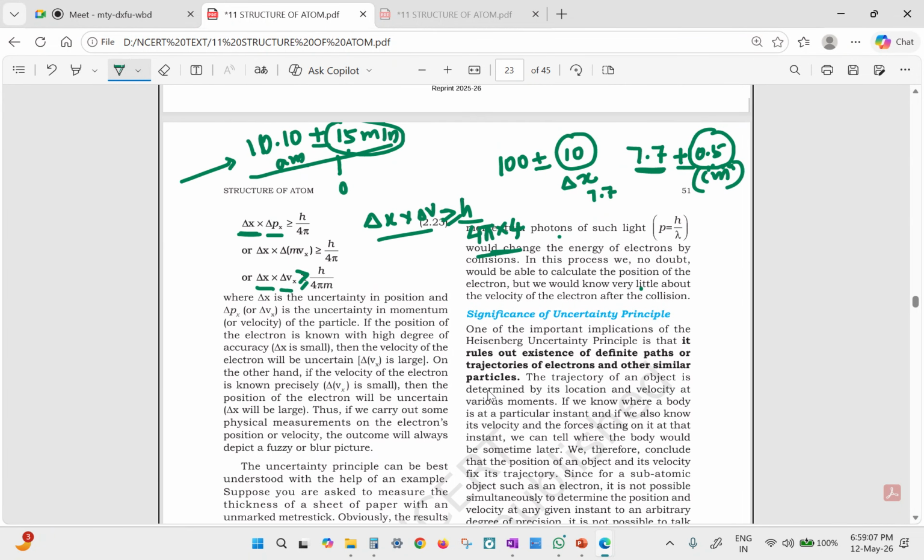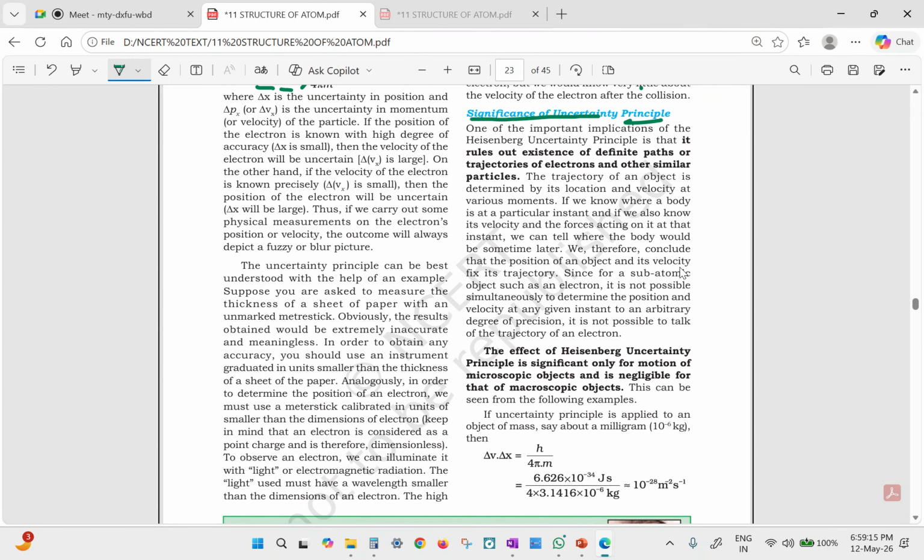So the significance of the uncertainty principle is that it could decisively say that Bohr's model is incorrect. There is no definite path or trajectory of an electron. We were talking about Bohr's model saying that electrons are revolving in certain allowed energy levels. But Heisenberg says nothing like that. Electrons are revolving? No. Electrons are having a trajectory? No. So where are they actually? How are they?